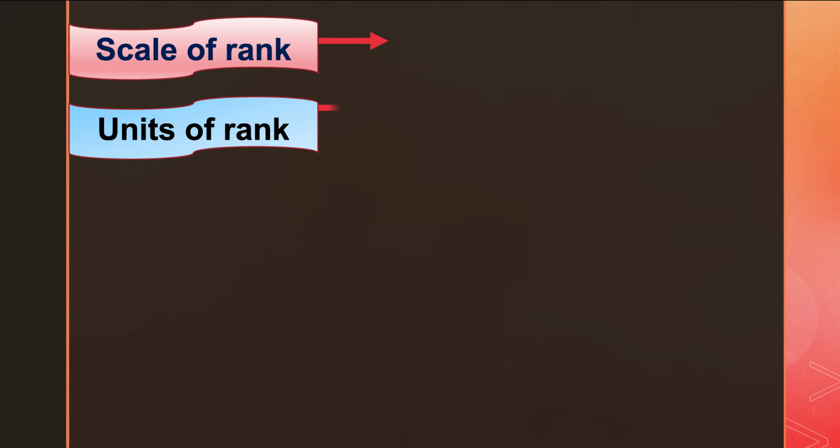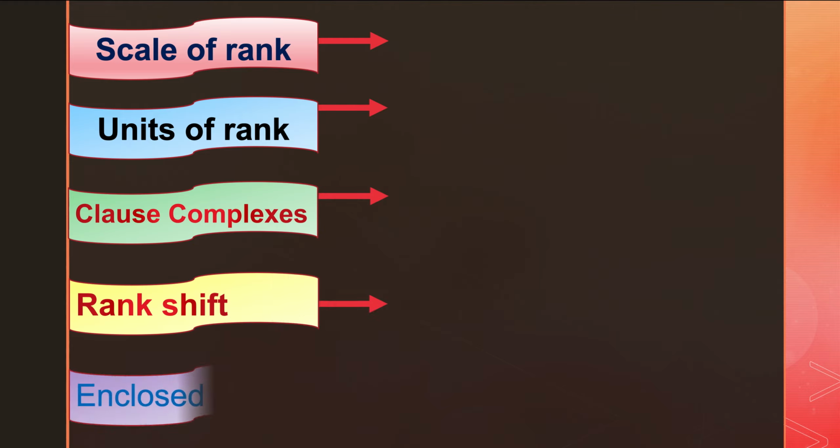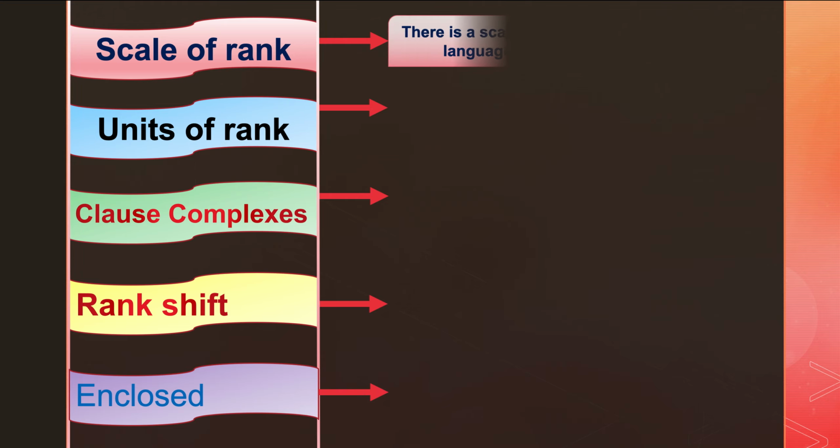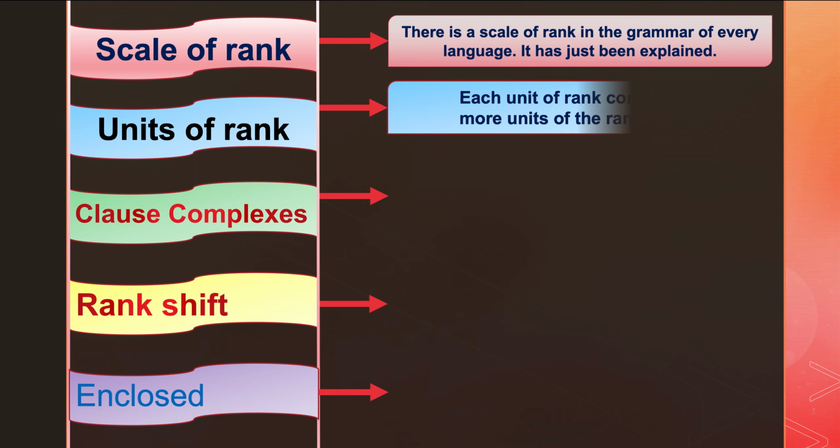We move on to the next, scale of rank, units of rank, clause complexes, rank shift, enclosed. Now let's talk about what is scale of rank. There is a scale of rank in the grammar of every language. It has just been explained before. Then we have units of rank. Each unit of rank consists of one or more units of the rank next below.